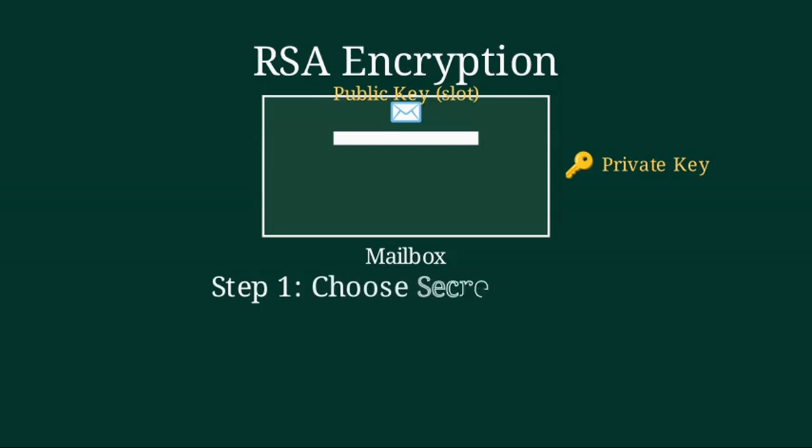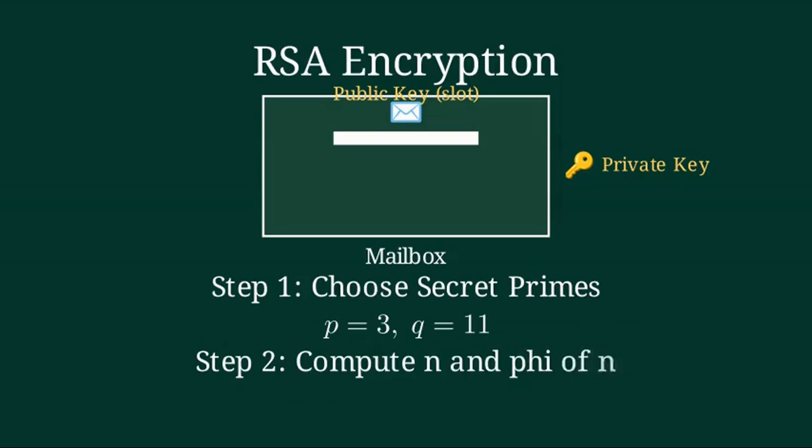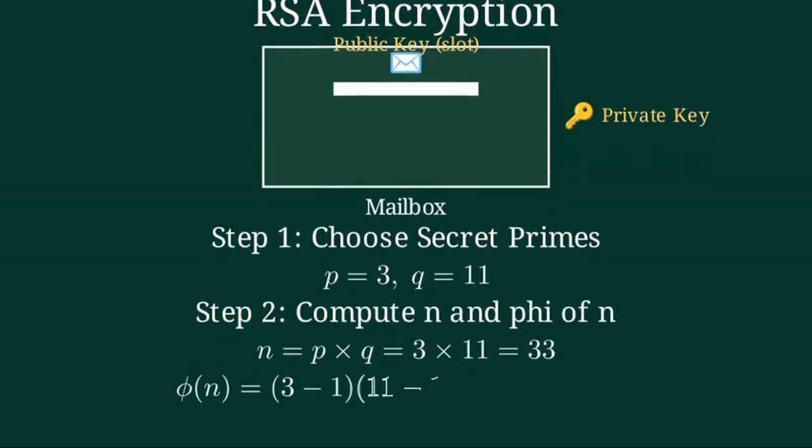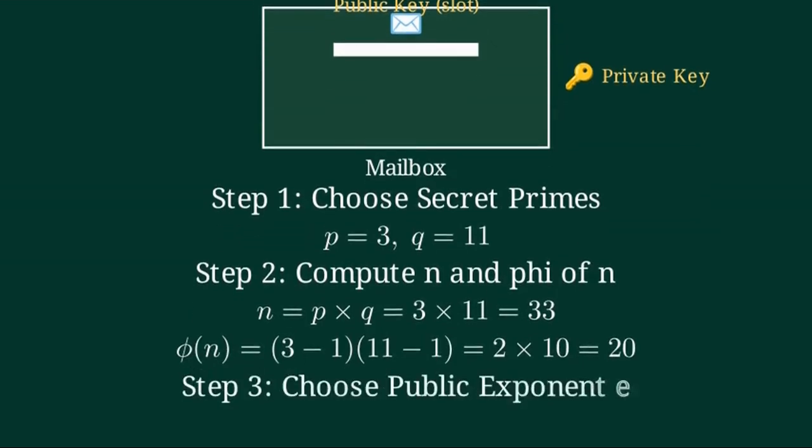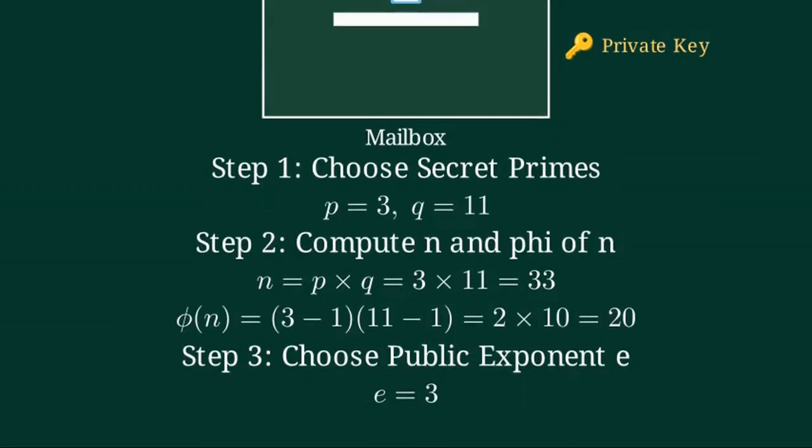Step 1. Pick two secret prime numbers. In our example, we choose P equals 3 and Q equals 11. Step 2. Compute N equals P times Q. Then compute phi of N, which is (P minus 1) times (Q minus 1). Step 3. Choose a public exponent E that is relatively prime to 20. We pick E equals 3.